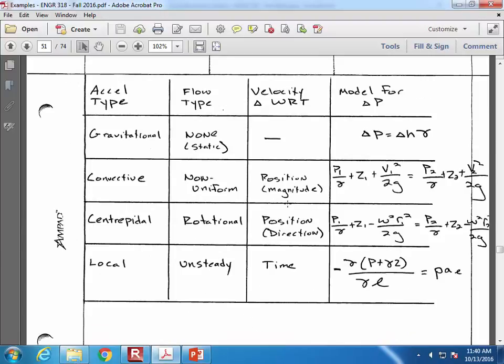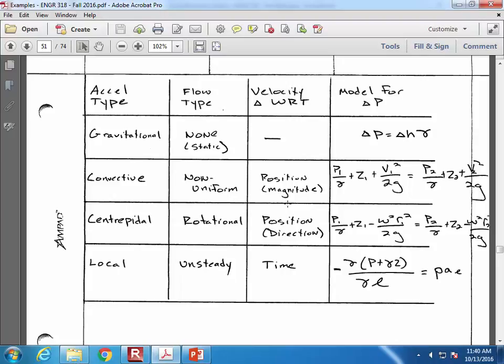All right, so I want to put a table on the whiteboard. I always want to keep you with context in mind. So we are going to have acceleration type, and then we're going to talk about the flow type, velocity change with respect to some parameter, and then the model that we use to do calculations.